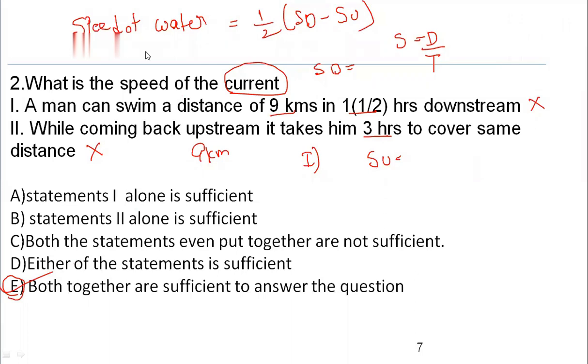Is that clear? Any doubt? The first statement alone, we can't answer. Only the downstream speed is there. The second statement alone is a part of the statement. It's not full information, so we can't answer.